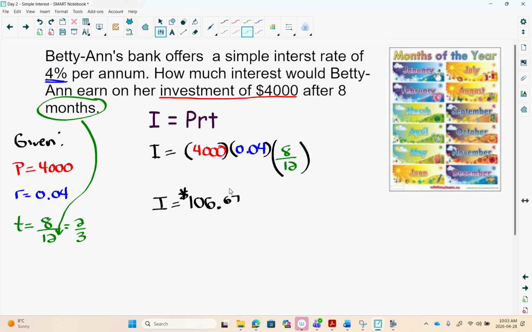What would you do if it's days? What if it was 8 days? What would I divide by? Yeah, that's right. This would say 8 over 365, and I'd go 4,000 times 0.04 times 8 divided by 365. Why? Because there's 365 days in a year.